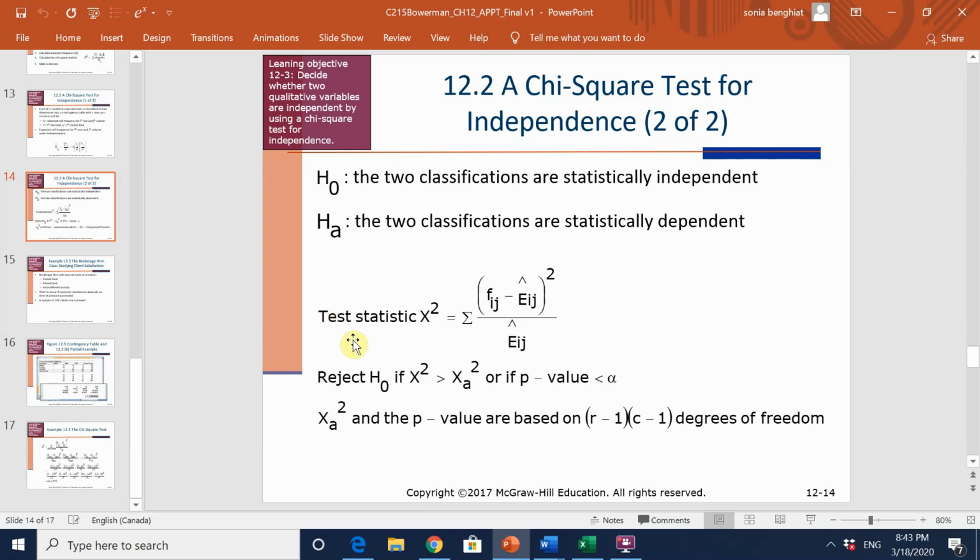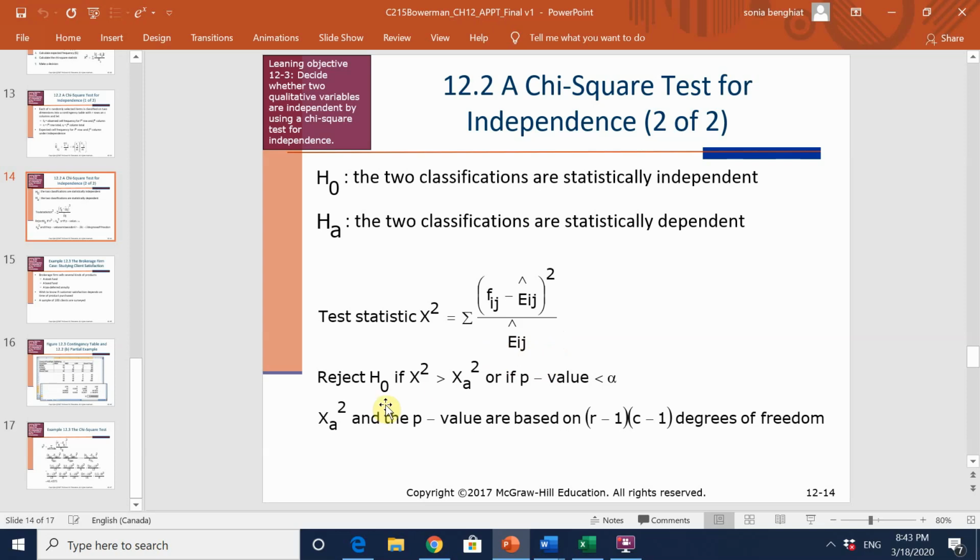We will also need a test statistic. The test statistic will, of course, measure the difference between the observed frequency count and the expected frequency count. The larger the difference between the two, the greater the test statistic chi-square will be, right? So this difference is, of course, squared, and it is divided by the respective E of ij.